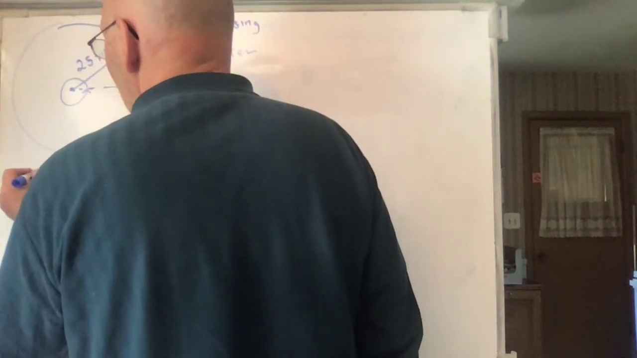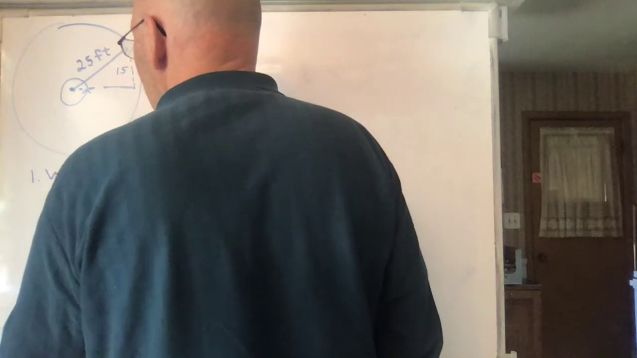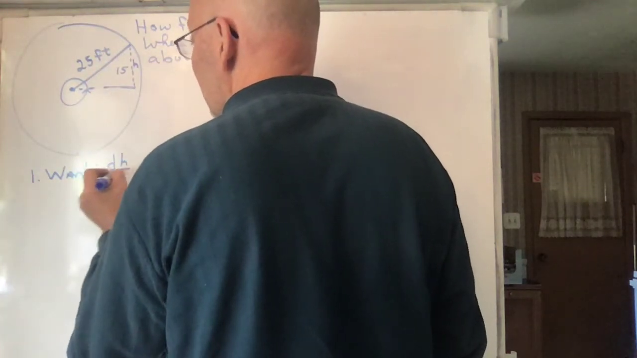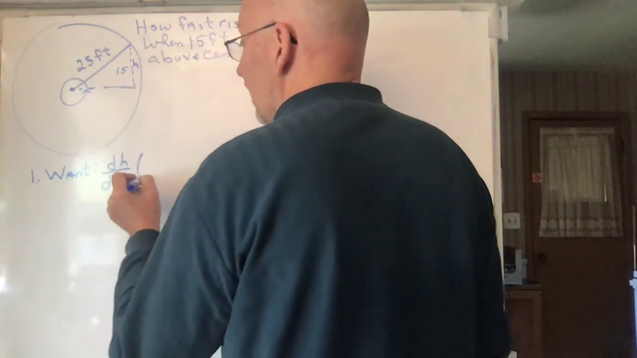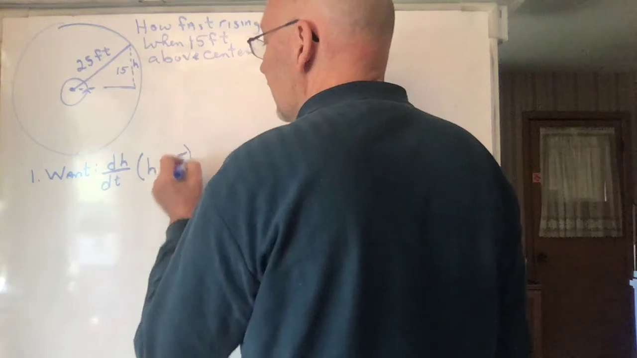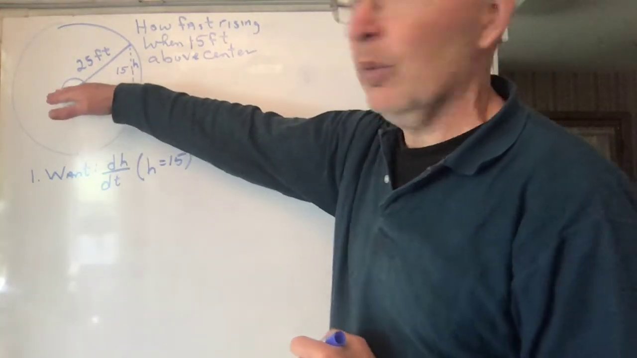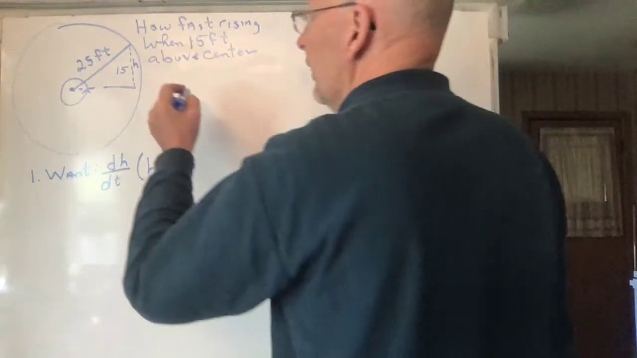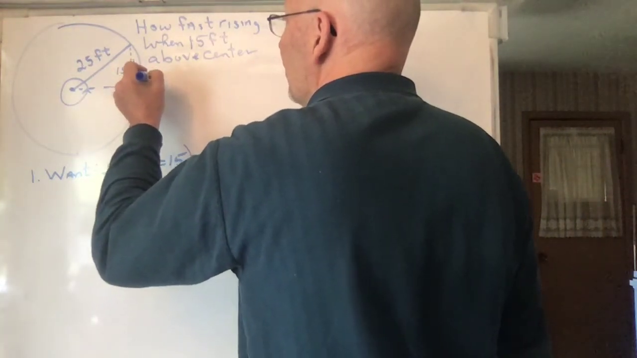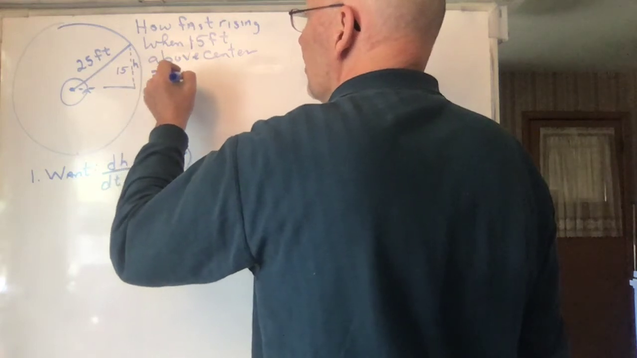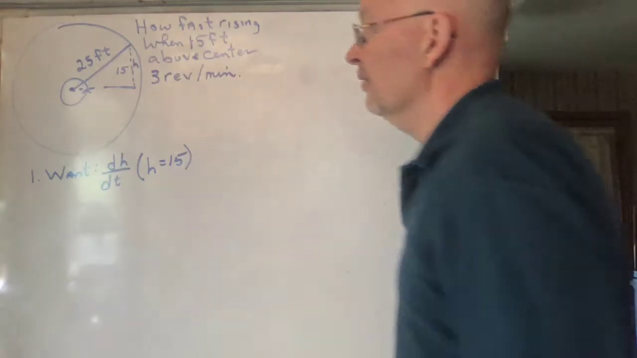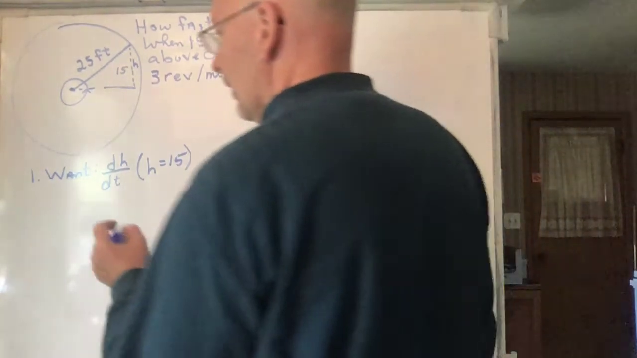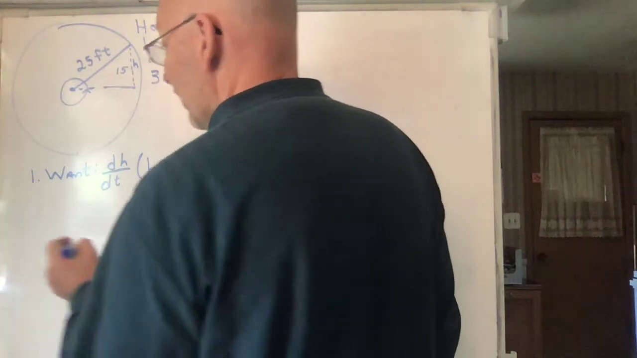Okay, so remember how to do these. The first one is what do you want? And in this case, what we want is how the height is changing. So we want dh dt, and we want it at a particular time. We want it when h is 15, and by saying h is 15, I'm taking all these distances to be relative to the center of the Ferris wheel. Okay? Oh, by the way, I forgot to say that the Ferris wheel is going 3 revolutions per minute. So that's how fast the Ferris wheel is going around. It's going around 3 per minute, which I think is kind of fast, but we'll assume that for sake of this example. Okay, so that's what we want.